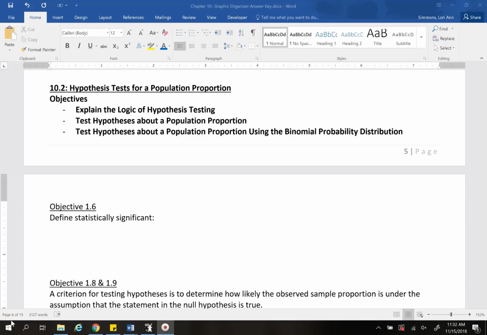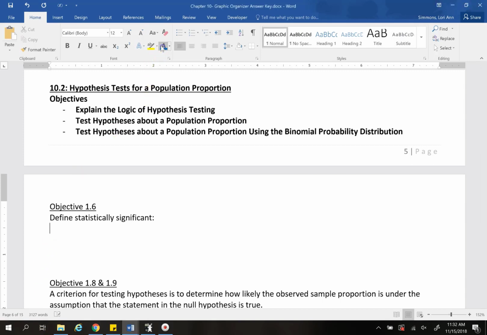Lesson 10.2, Hypothesis Test for a Population Proportion. The objectives for this lesson are to be able to explain the logic of hypothesis testing, test hypotheses about a population proportion, and test hypotheses about a population proportion using the binomial probability distribution.